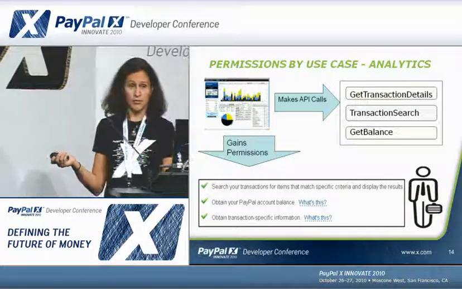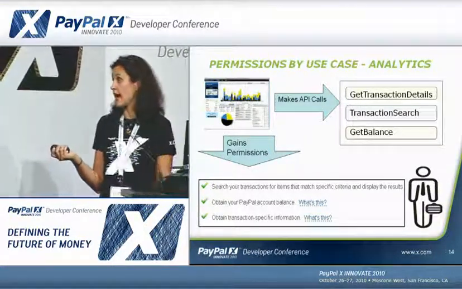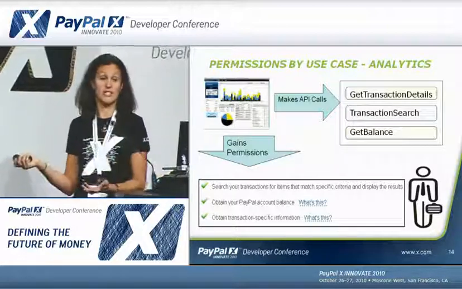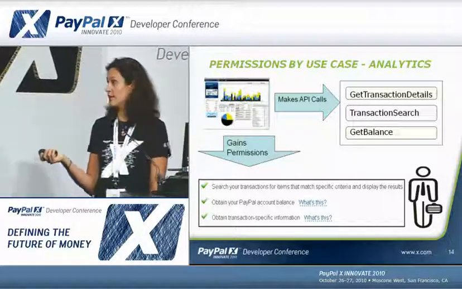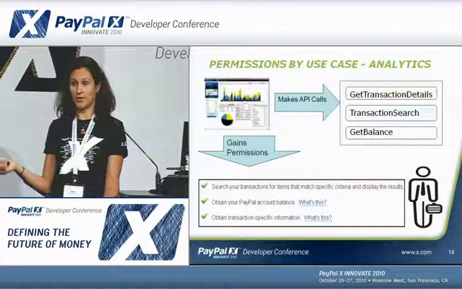What they do want to know is that they're granting access to their account balance, or they're granting access to see the transaction details. That's what they want to know, and that's what's going to get displayed for them once your app integrates with permission service.